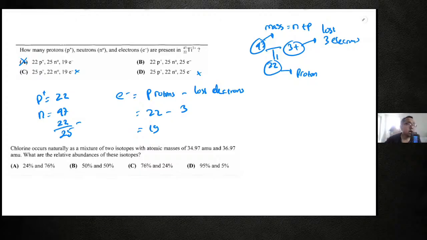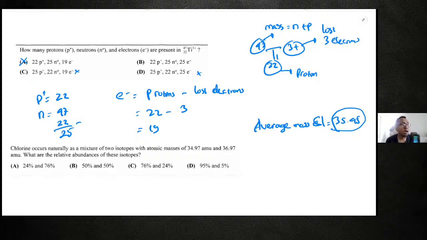If we take a look at the periodic table, the average mass of chlorine itself, Cl, is 34.45. Using this value, using this number, we can determine the abundance of each isotope. How to do that? Using the weight average formula.